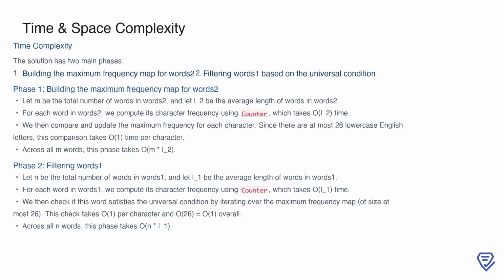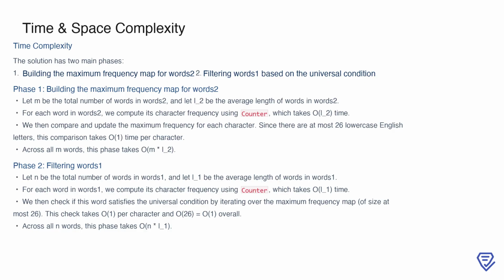Here, we iterate through each word in words 2, and for each word, we calculate its character frequency using the Counter class. This step takes time proportional to the average length of the word, which is L_2. Since there are m words in words 2, the total time for this phase becomes M*L_2. Additionally, as we update the maximum frequency map, we only deal with a fixed set of 26 lowercase letters, making these updates constant time operations.